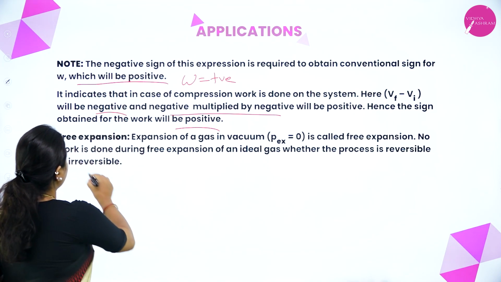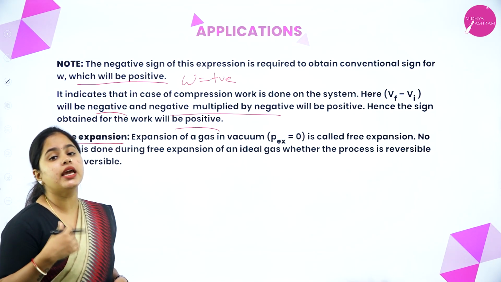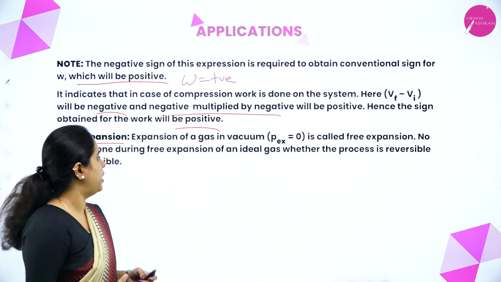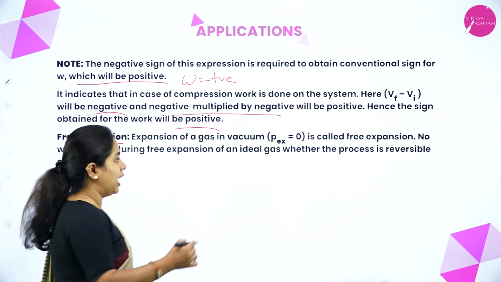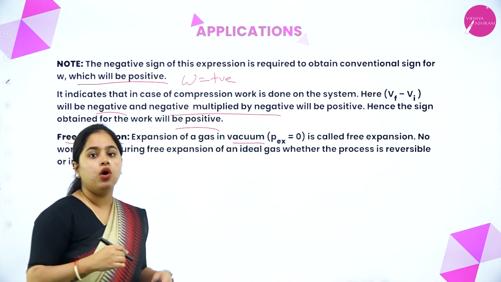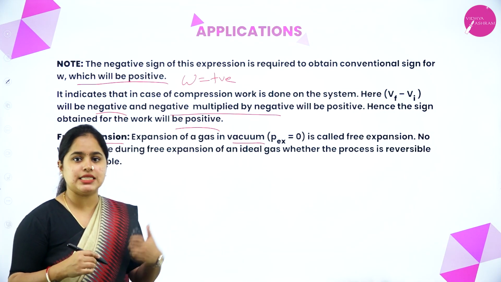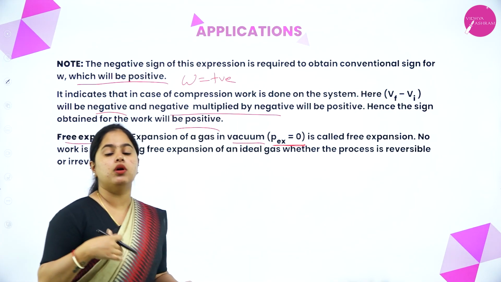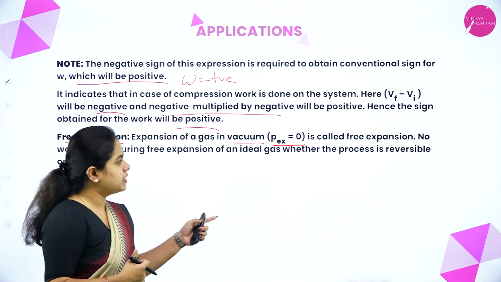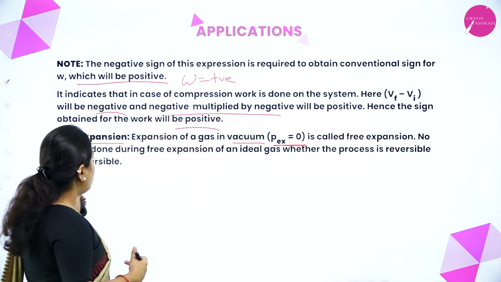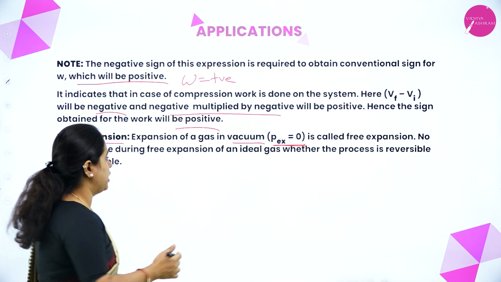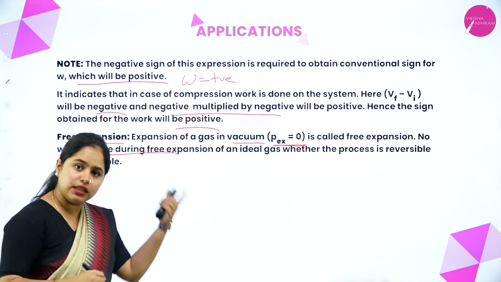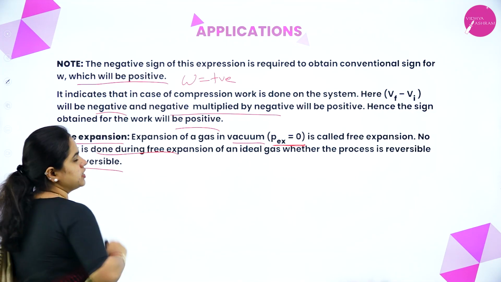Right. Now, moving on to the next one, that is called free expansion. So, what do you understand by free expansion? It is the expansion of a gas in vacuum. So, we can say that P external will be equal to 0. It is called free expansion, and no work is done during free expansion for an ideal gas, whether it is a reversible or an irreversible process.